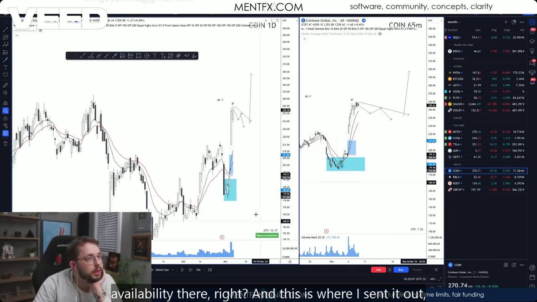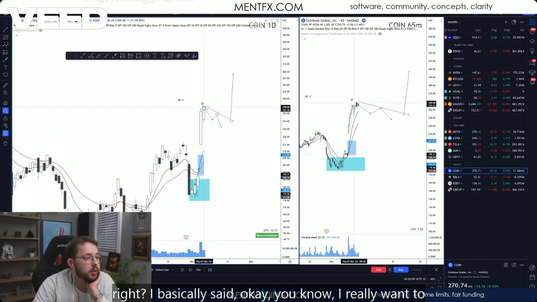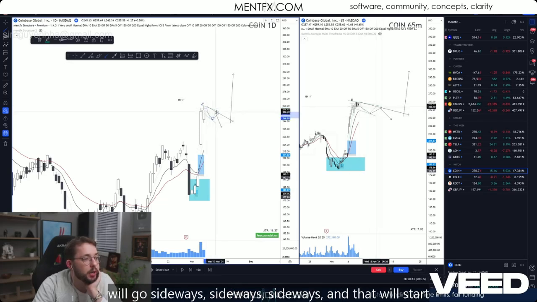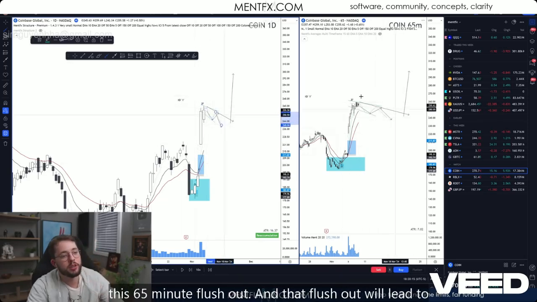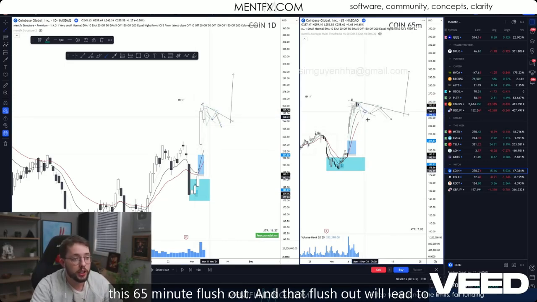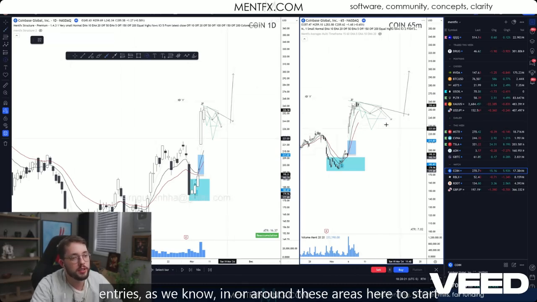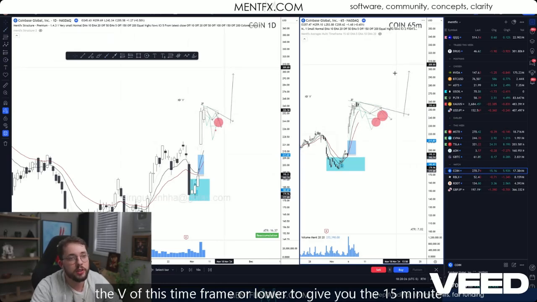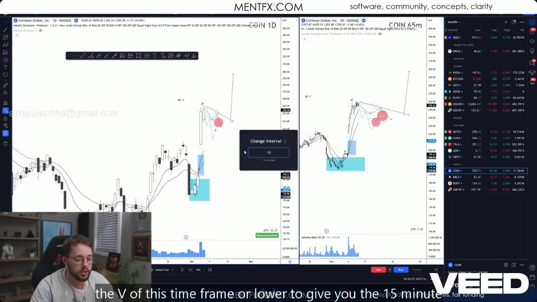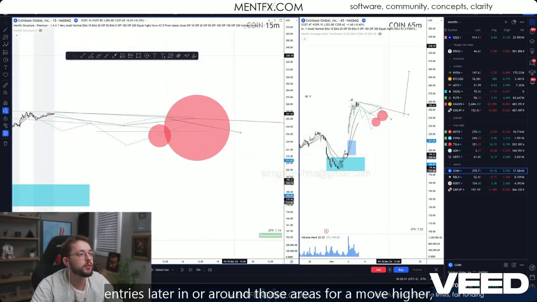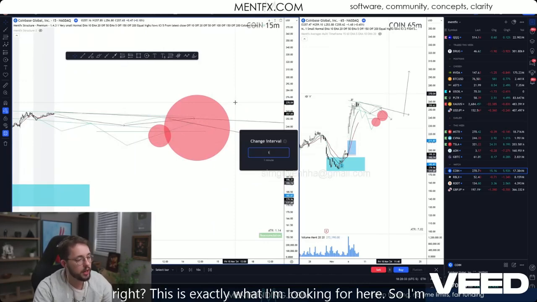And this is where I sent it out. I basically said, okay, I really want to see this hopefully go sideways for a bit. Maybe price will go sideways, sideways, sideways, and that will start this 65-minute flush out, and that flush out will lead to accumulation MBs, which should lead to new opportunities and entries, as we know, in or around these areas here, to start the V of this time frame or lower to give you the 15-minute entries later in or around those areas for a move higher. This is exactly what I'm looking for on repeat.